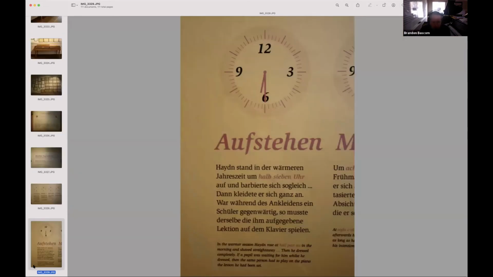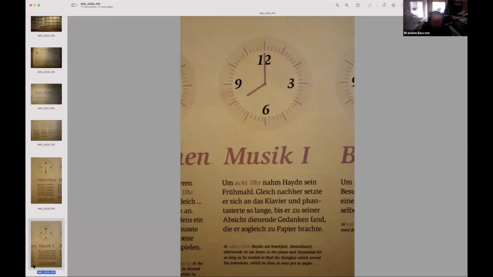In the warmer season, Haydn rose at 6:30 in the morning and shaved straight away. Then he dressed completely. If a pupil was waiting for him whilst he dressed, then the same person had to play on the piano the lesson he had been set. So he kind of shaved and got dressed while his pupil was playing. At 8 o'clock, Haydn ate breakfast. Immediately afterwards, he sat down at the piano and fantasied for as long as he needed to find the thoughts which served his intentions, which he then at once put to paper.